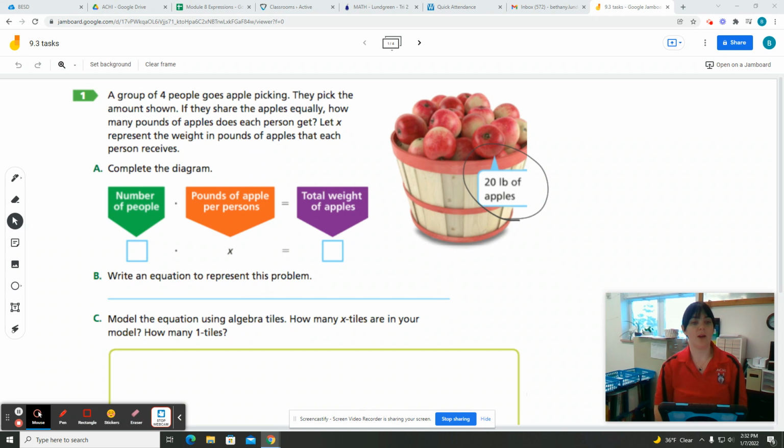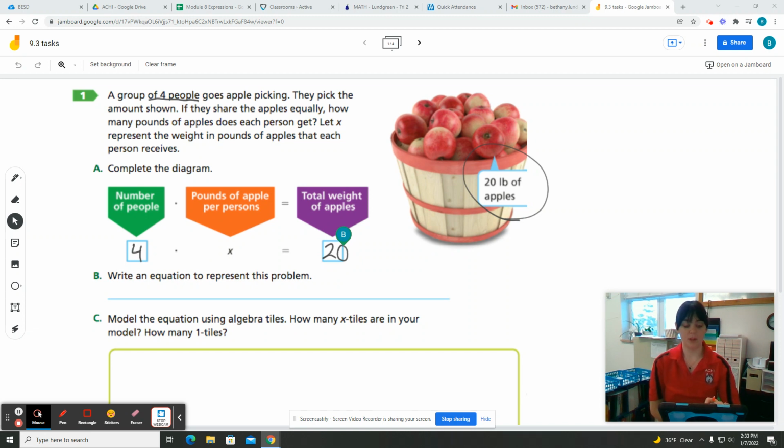Okay, we're going to complete the diagram for part A. So the first one is the number of people. Well, it just says it above. There are 4 people, so we're going to write a 4. And we already know that the pounds of apple per person is going to be our number that we don't know yet, but we want to get to. And so we're going to put that X right underneath that orange arrow. Okay, the total weight of apples. Well, the total weight of apples is just what I circled along the side here, 20 pounds.